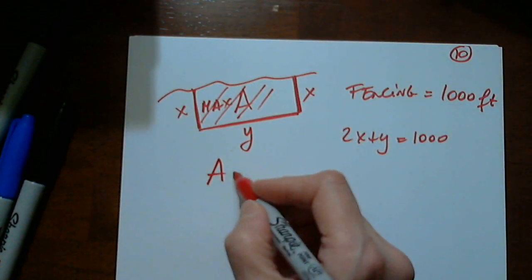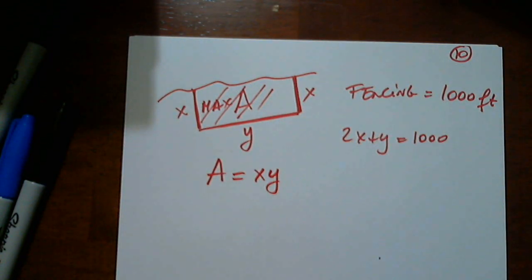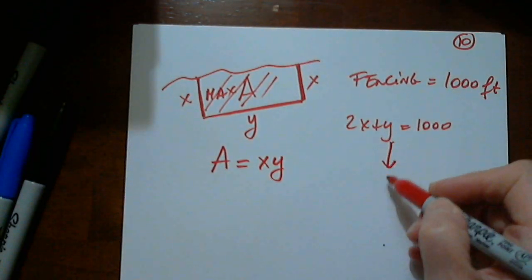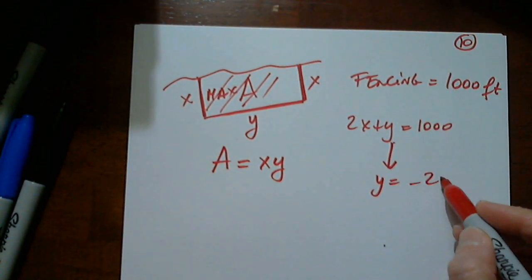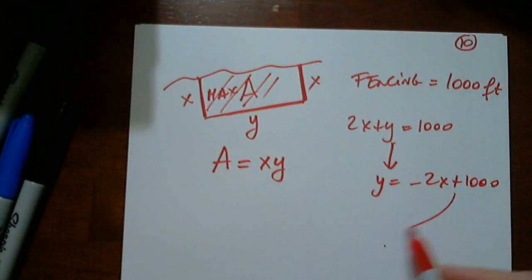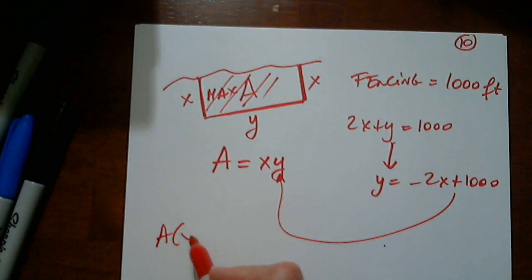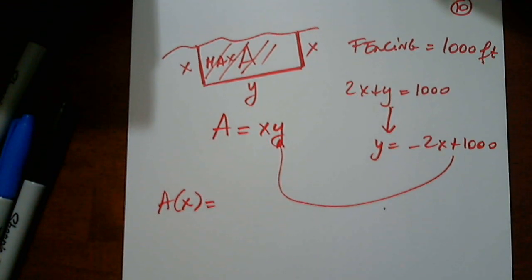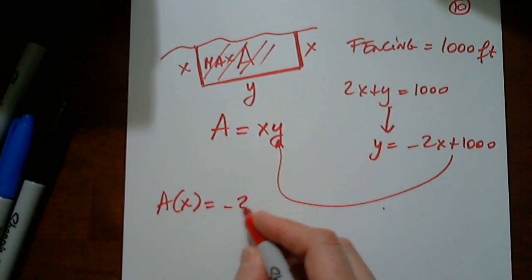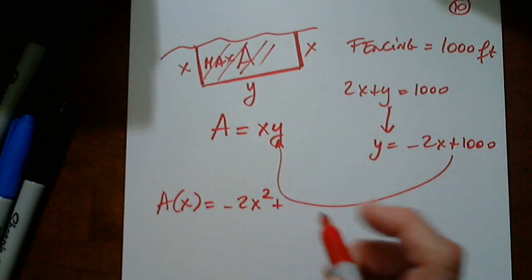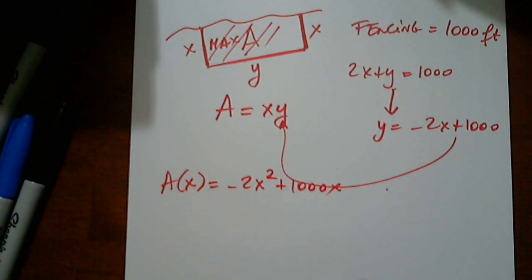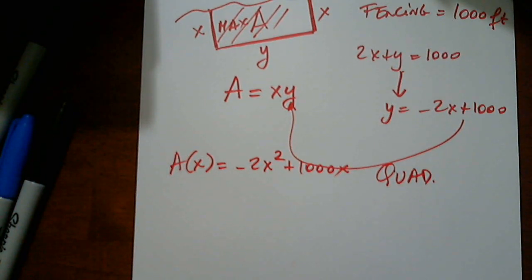So in order to find the maximum area, you have to write x times y. From here, you have to solve for y: y = -2x + 1,000. And you have to plug it in here and get a function of x: -2x squared plus 1,000x. So this is quadratic. How do I find the max or the min of a quadratic function? This is it. How do I find the max or min of a quadratic function?